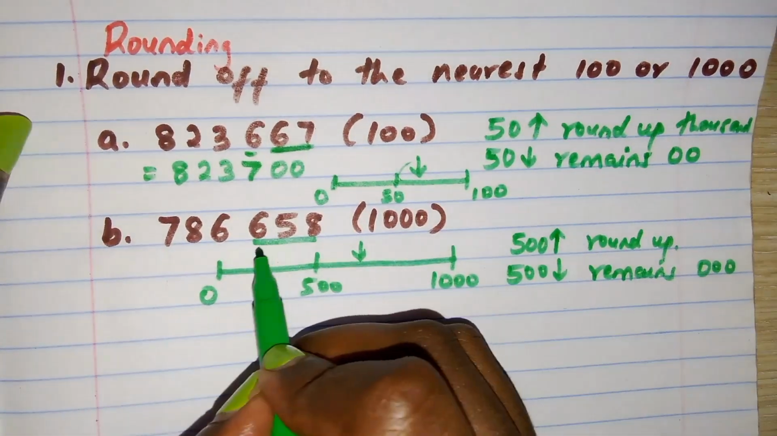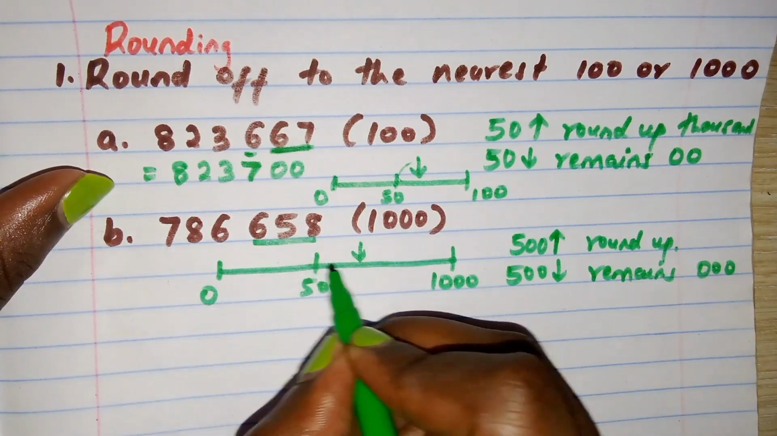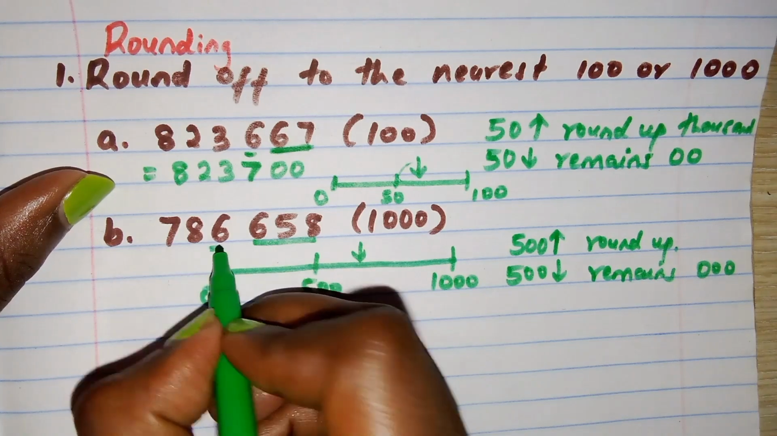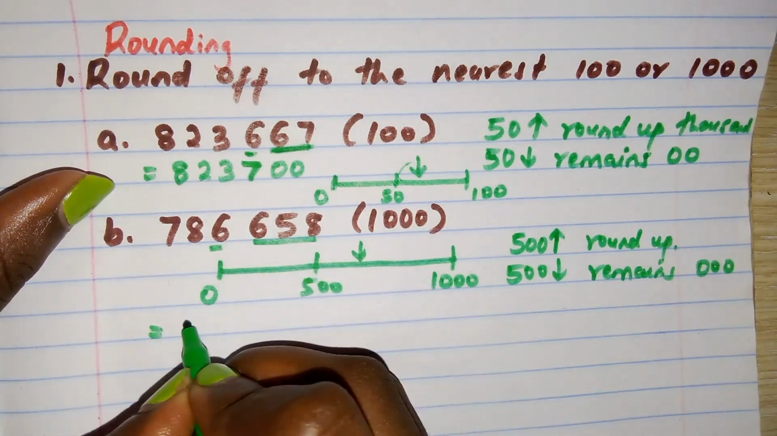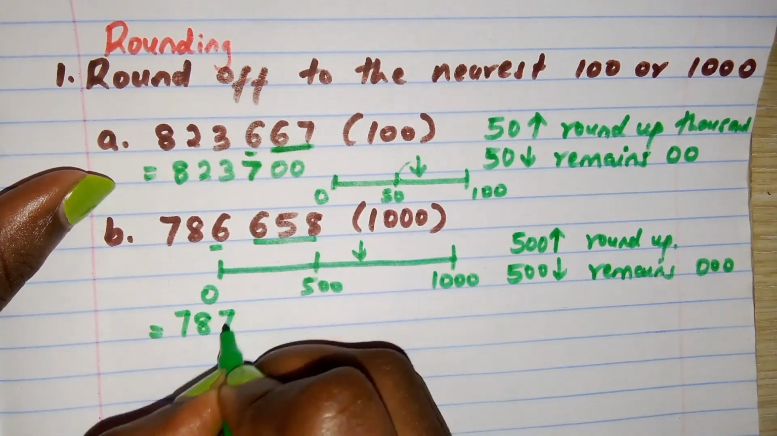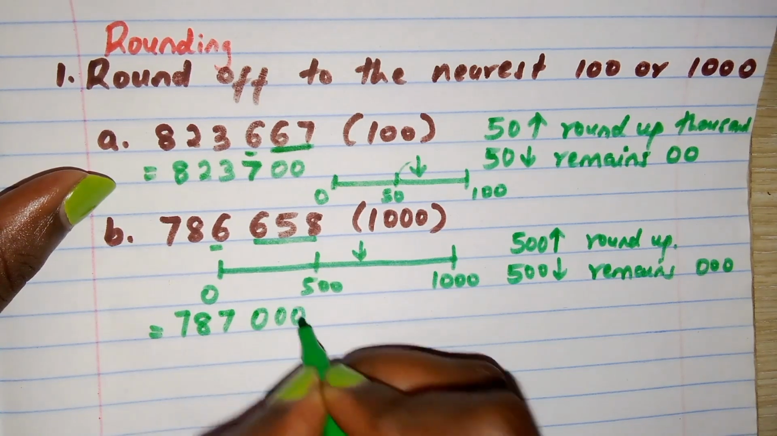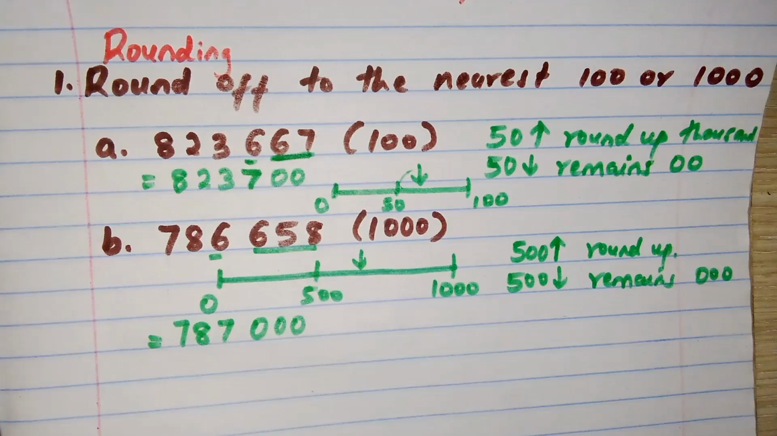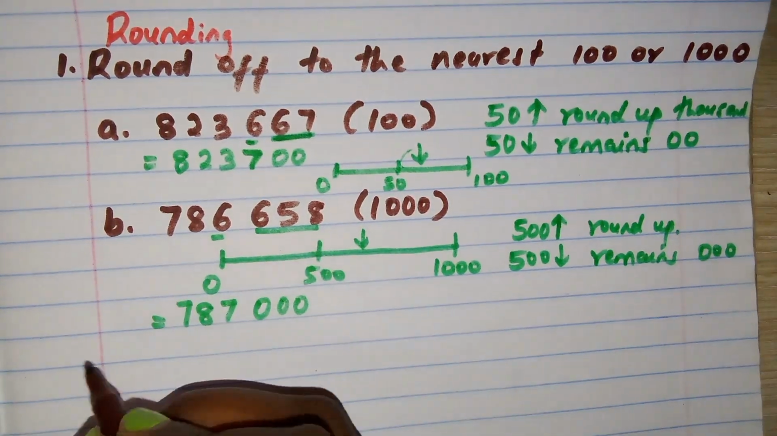So in this case, this number is more than 500. So if it were over here, it's closer to the next 1000. So this one would round up to 7. So the answer would be 787,000.